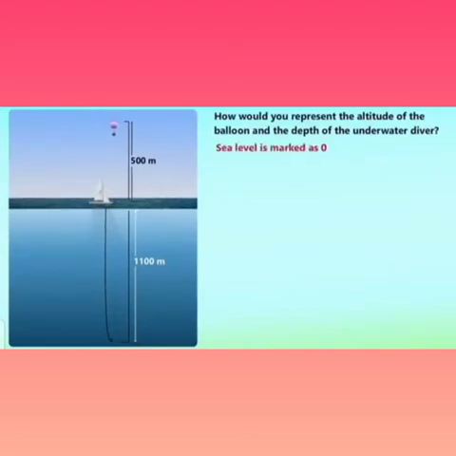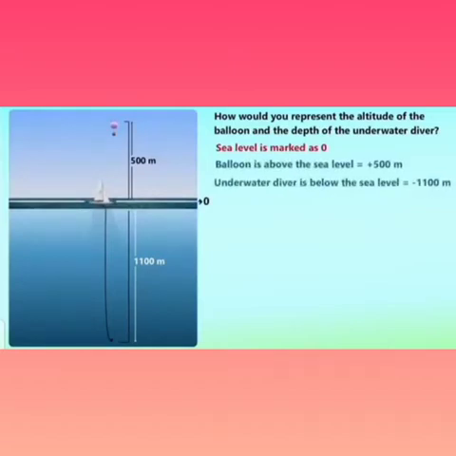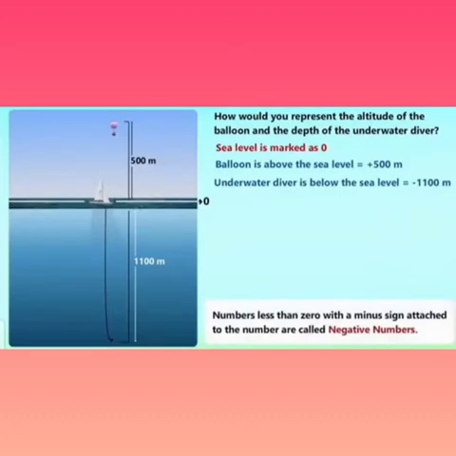Sea level is marked as 0. The balloon is plus 500 meters from the sea level and the underwater diver is minus 1,100 meters from the sea level. Numbers less than 0 with a minus sign attached to the number are called negative numbers.